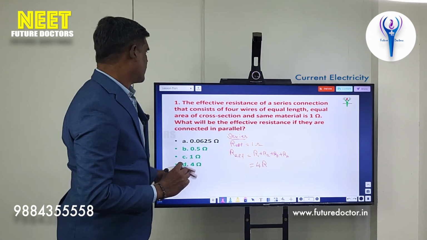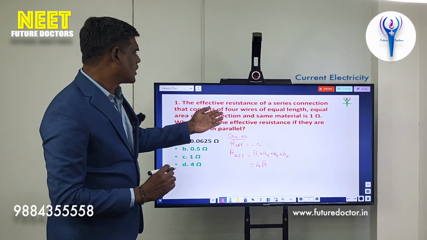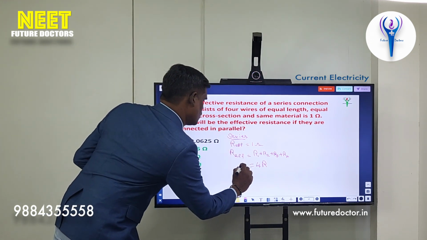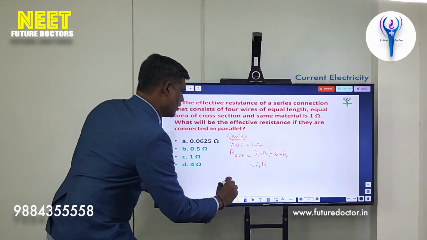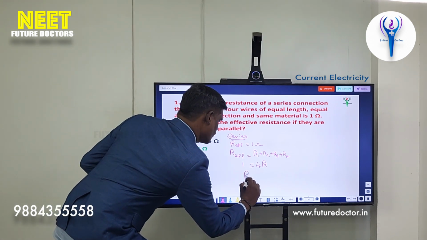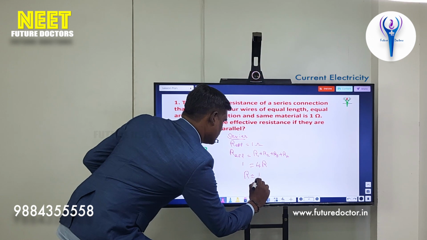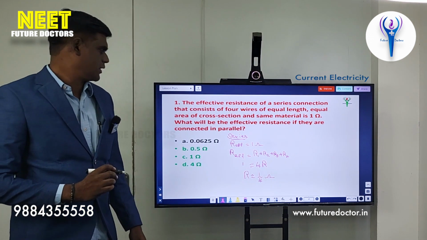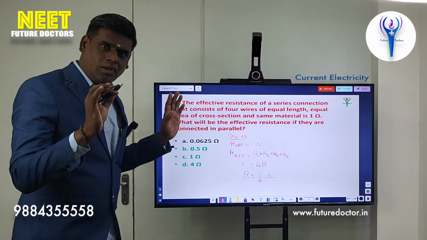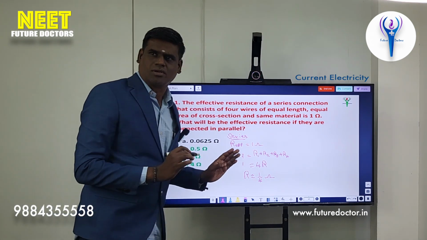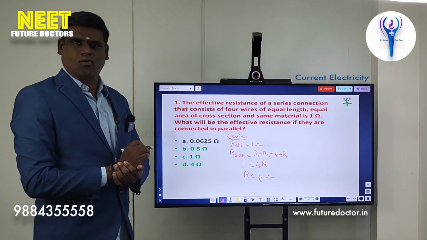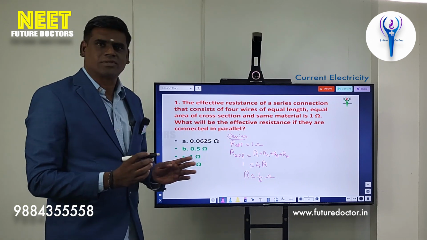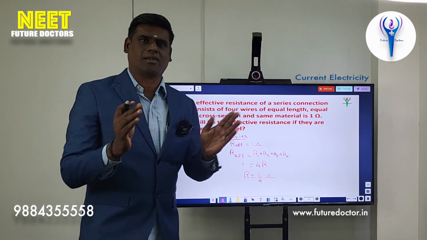4R. And the value is given: R effective when connected in series is 1 ohm. So 4R equals 1, then R equals 1 by 4 ohm. Not R effective, but the individual resistor: each resistor's R value equals 1 by 4 ohm. And the question is, what will be the effective resistance when it is connected in parallel manner?